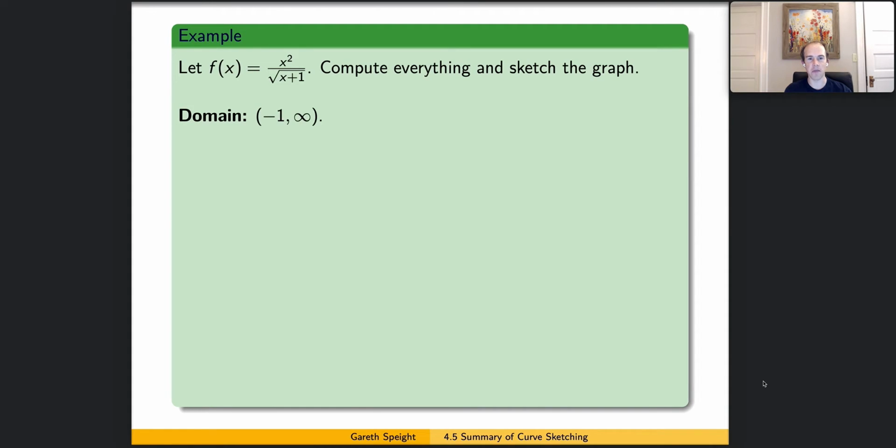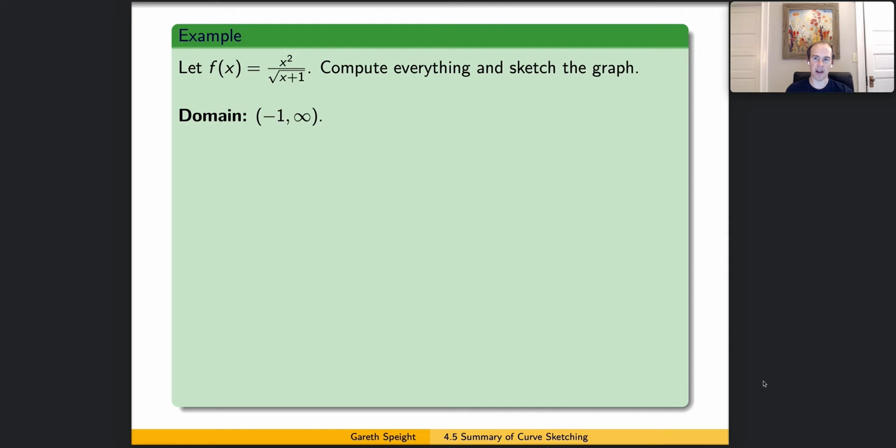So let's think, what is the domain? What do we need? We need everything in the formula to make sense. The numerator is x squared, which makes sense for all x. And the denominator is the square root of x plus 1. Since there is a square root, we need the inside to be nonnegative. So we need x plus 1 bigger than or equal to 0, so x bigger than or equal to minus 1. And since we are dividing by the square root of x plus 1, we need to make sure we're not dividing by 0.